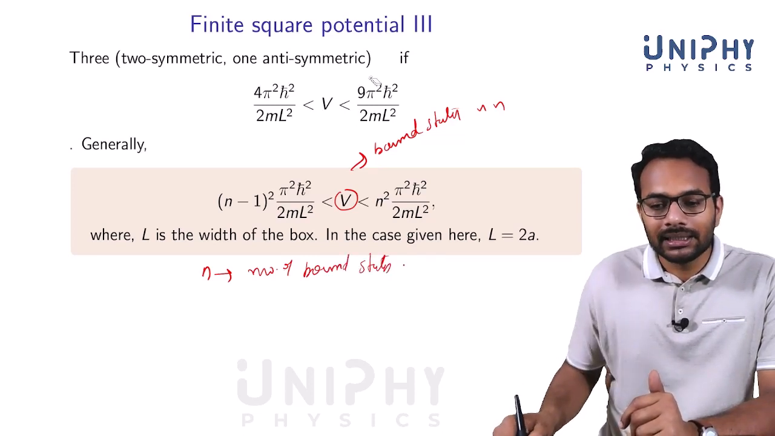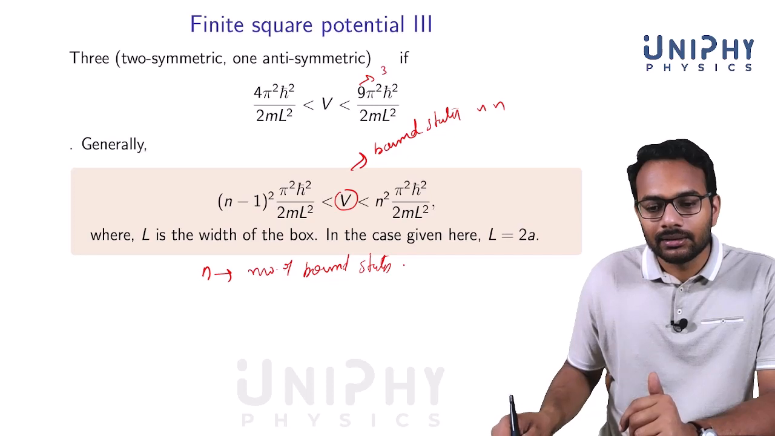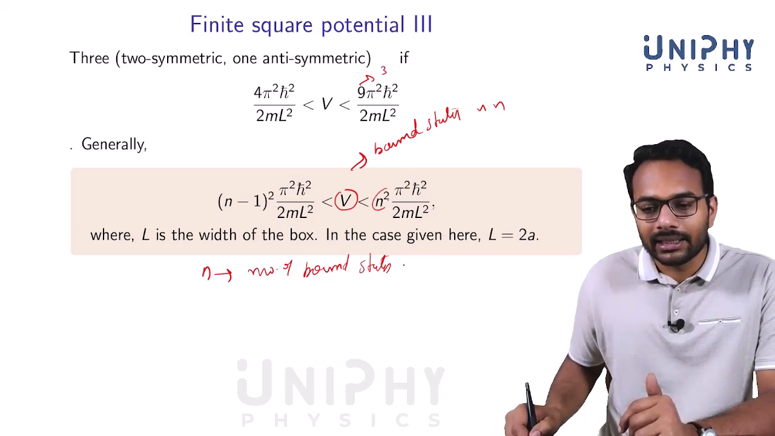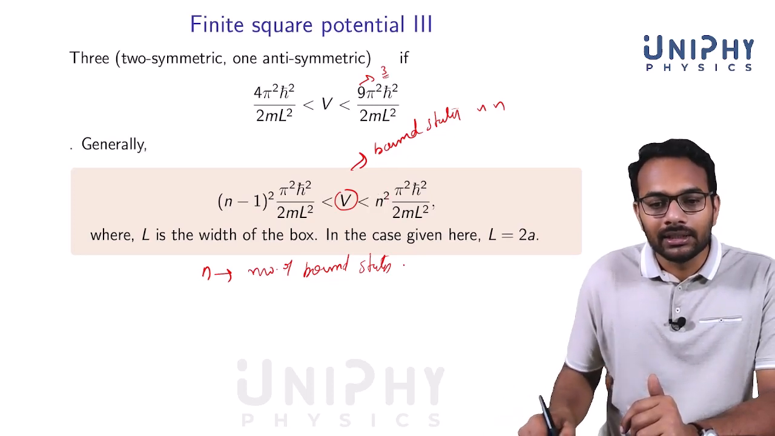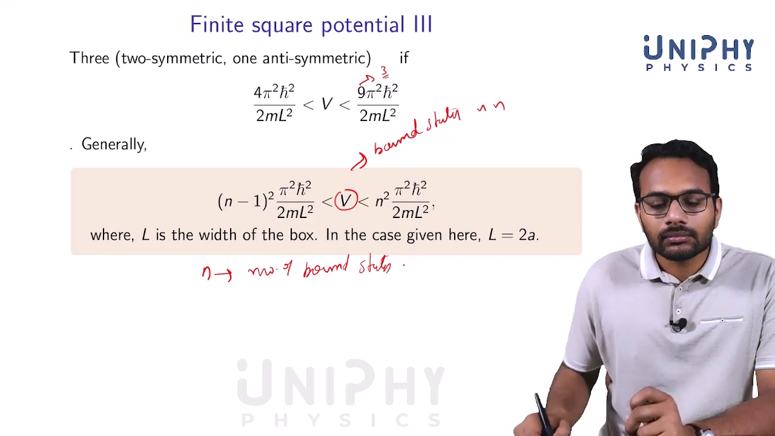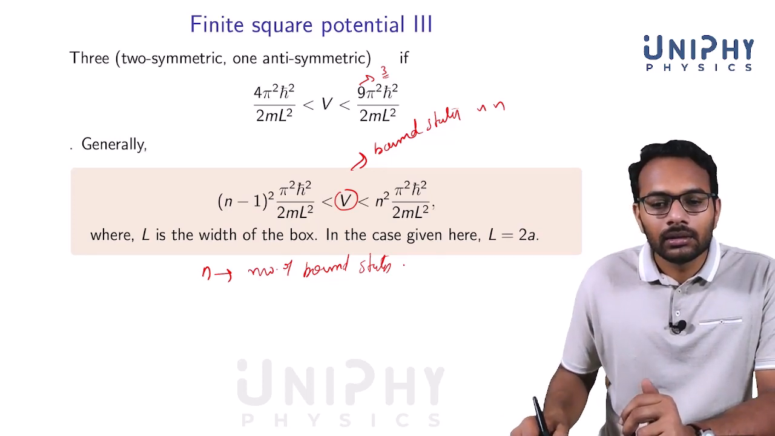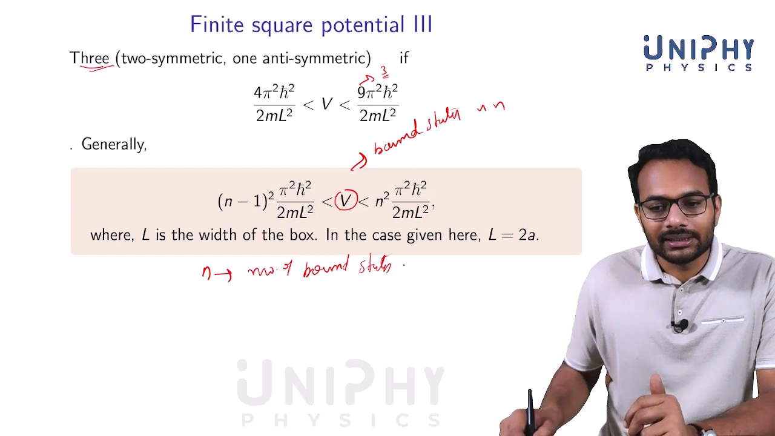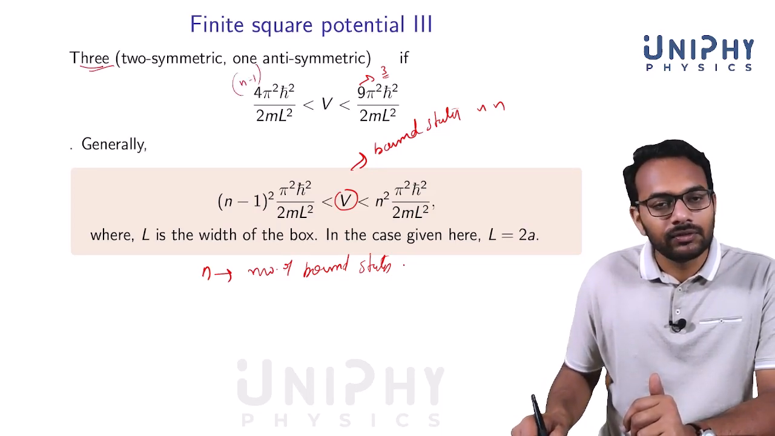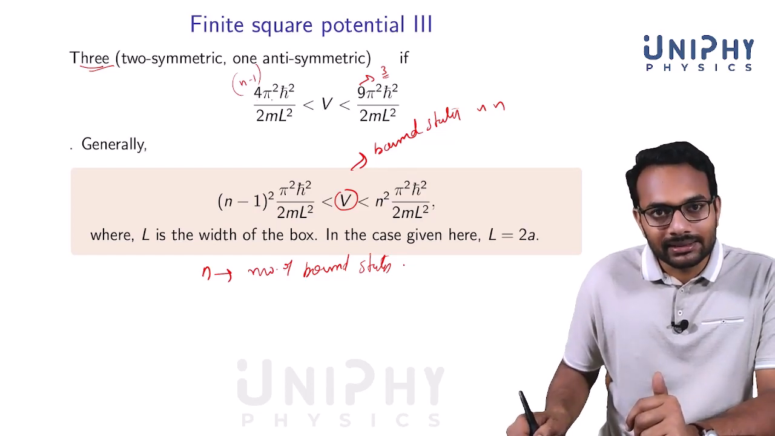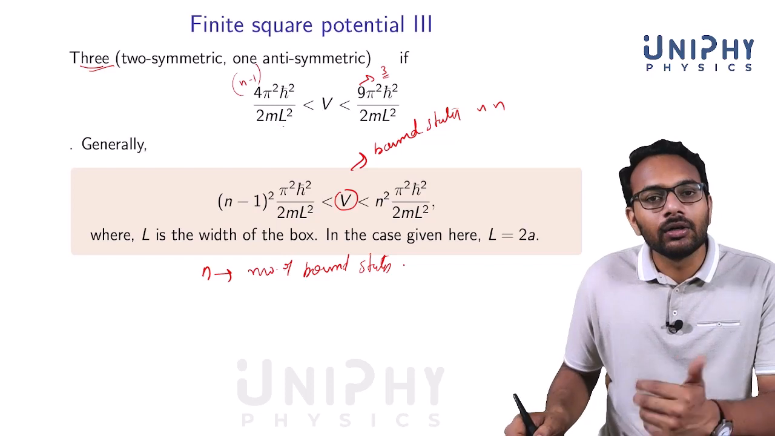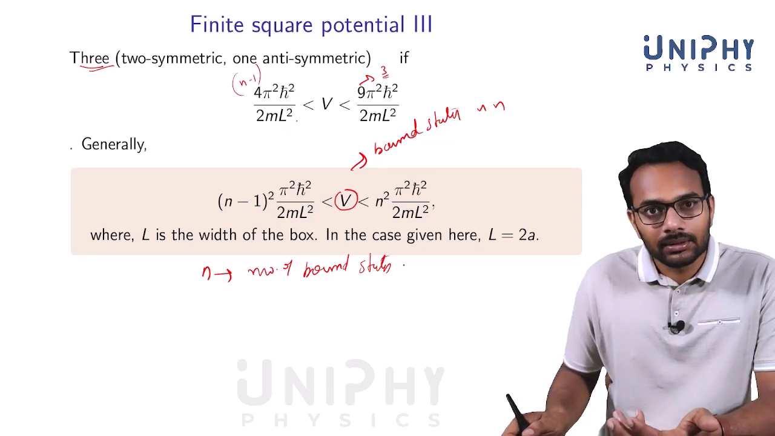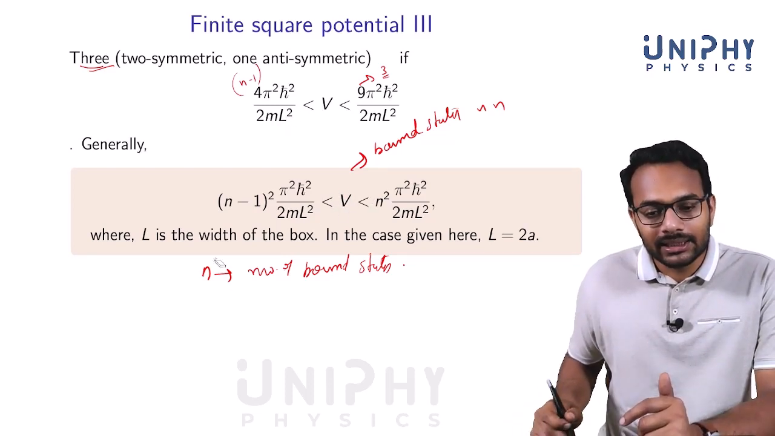Here you see that n is actually 3, because we have written it as n square. So here n equal to 3, and as we said, there are 3 bound states here. This is n minus 1, and n minus 1 square is 4. So if it is between n minus 1 square and n square, and the rest is actually the E1 of the infinite square well, this condition is easy to remember.